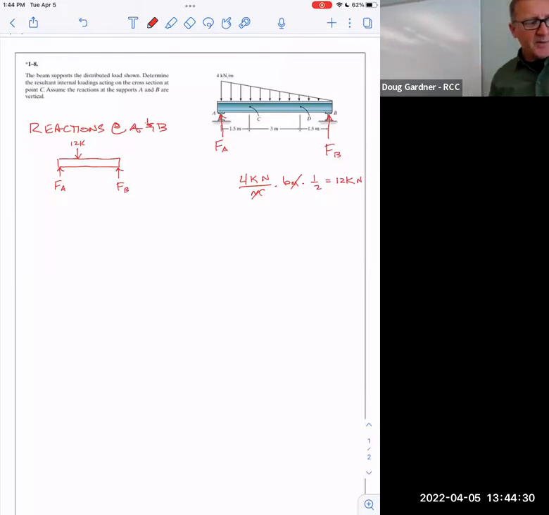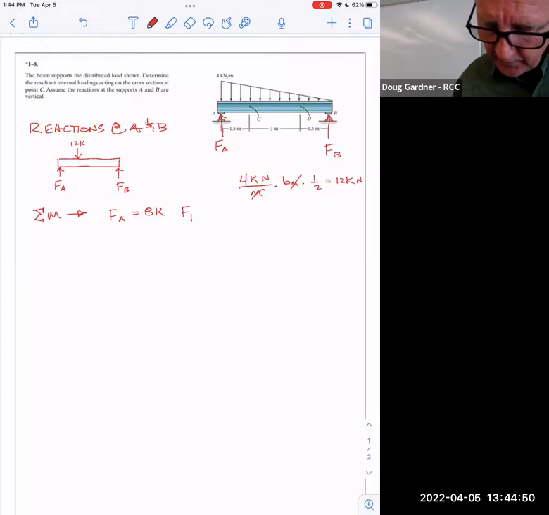In the interest of time, I won't redo that. I'm just going to tell you the sum of the moments produce, force of A carries the majority of it. You can tell from the location of 12K, it turns out force of A is 8K and force of B is 4K.